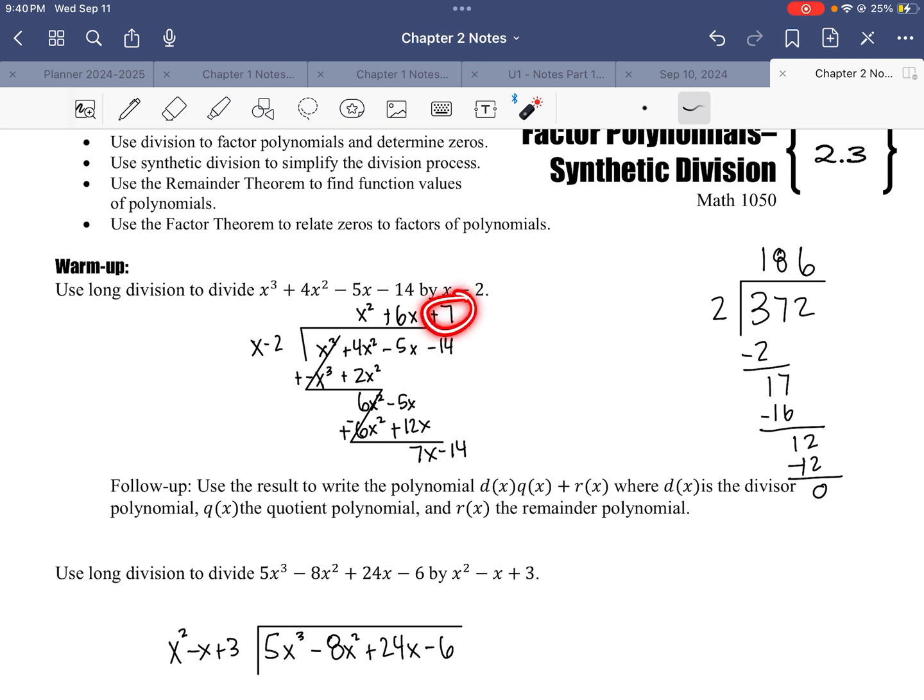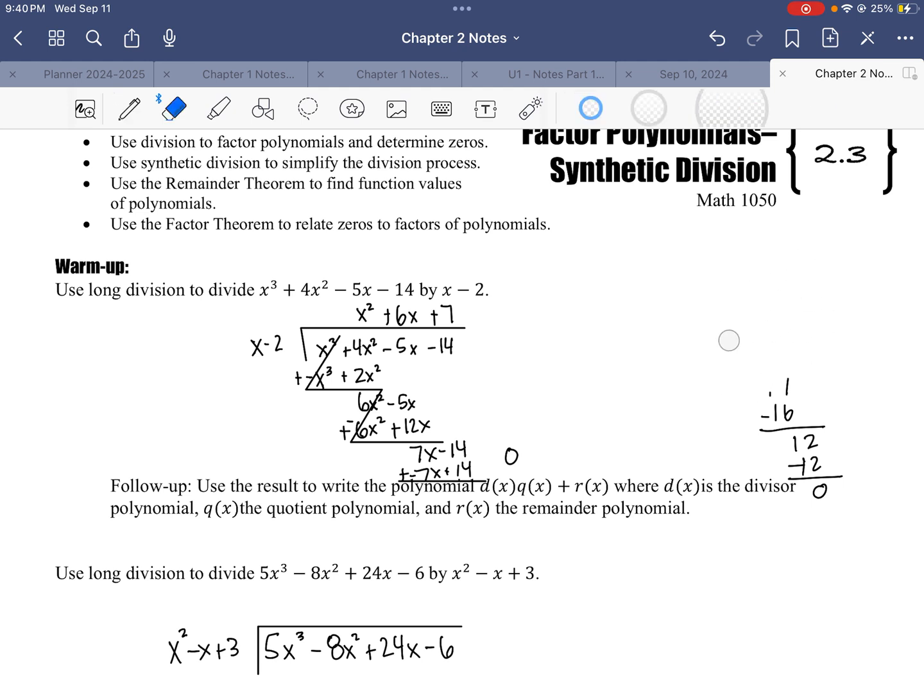Then we have to do 7 multiplied by x and by negative 2. So 7 times x is 7x. 7 times negative 2 is negative 14. We add the opposite. And of course that comes out to be a 0 remainder.